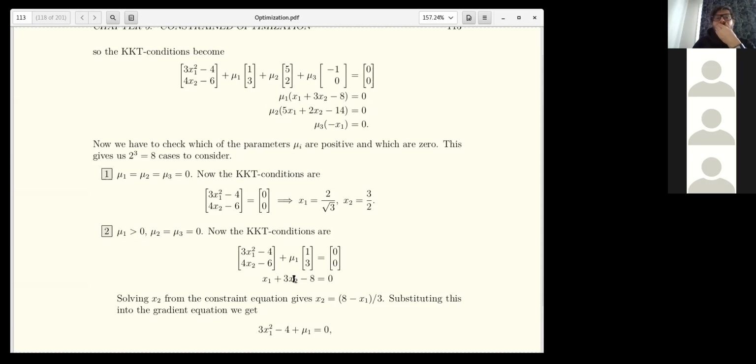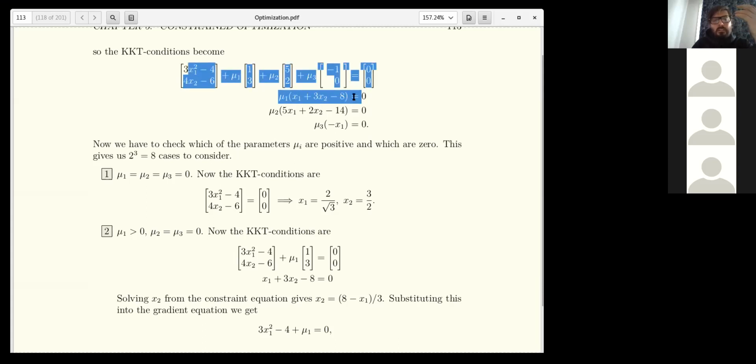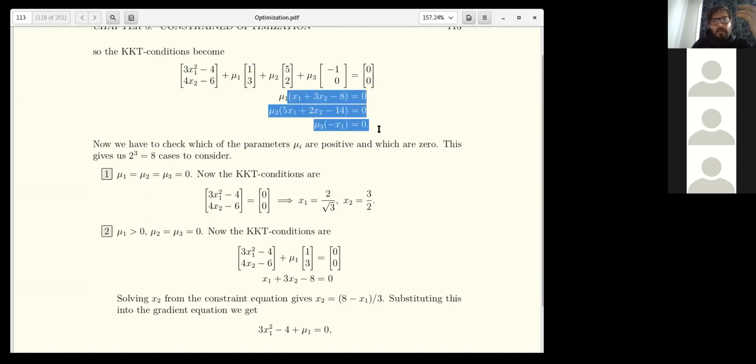Formulate the KKT conditions. We notice that we can come up with these equations, and we can formulate this in vector format. Sorry, this is the vector format of the KKT conditions. This latter part refers to the active constraints, so that the constraint function times mu1 must be 0.